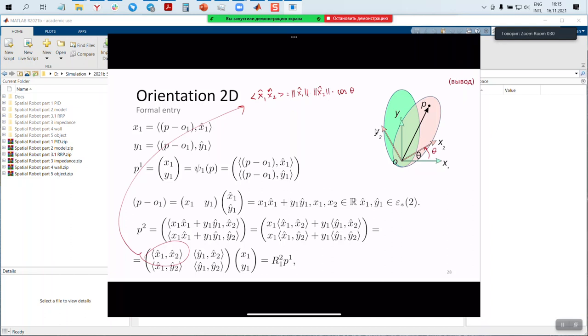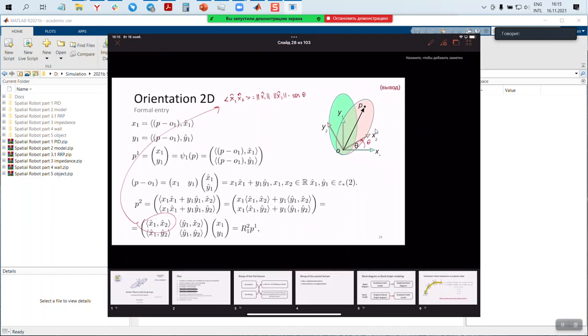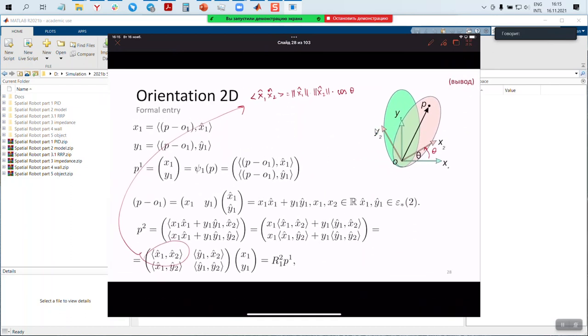Since x1 and x2 are unit vectors, this equals 1, and this one also equals 1, so you get that R21 equals cosine theta, right? Is it clear?